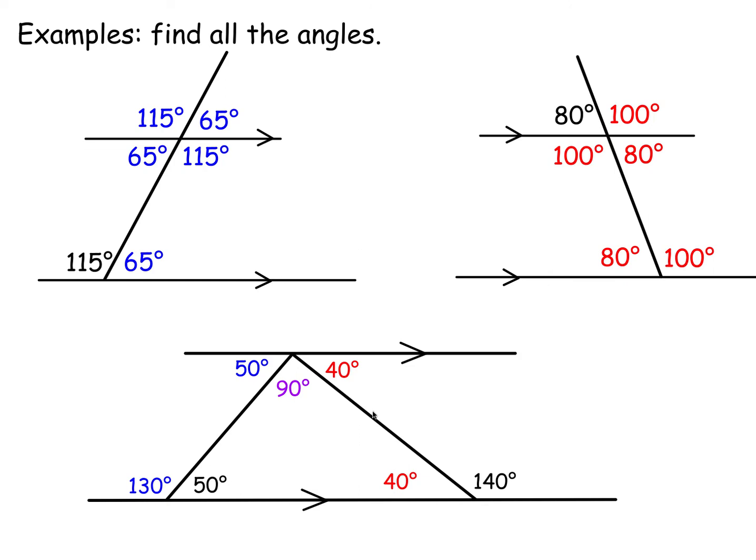So again, different ways to get these answers. You could get that 50 and 130 in the inside bit of an F shape, they're allied angles, or the 40 and 140, they're making 180 inside bit of an F shape.